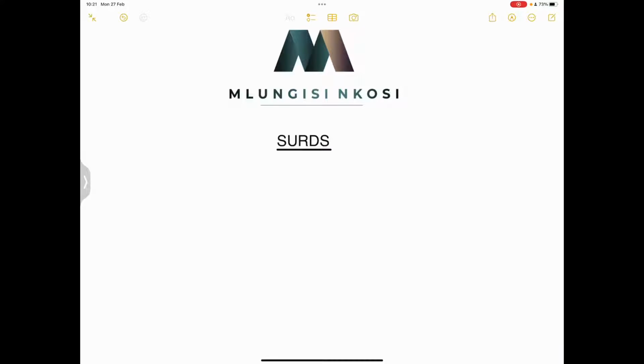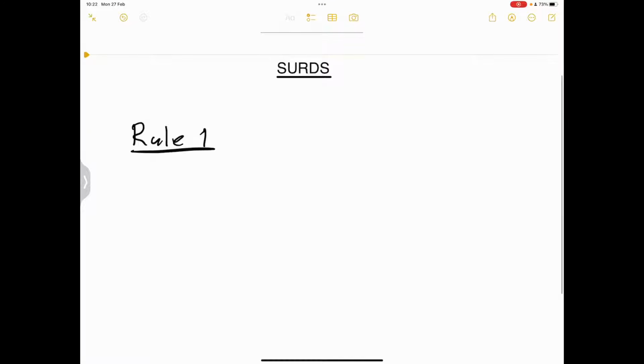Now, the last time we looked at surds, we were looking at the multiplication and the division of surds. But today I want us to look at the addition and the subtraction of surds. All right, so let me just give you a couple of rules, okay? So let's talk about the first rule. So rule number one that we're going to be looking at.